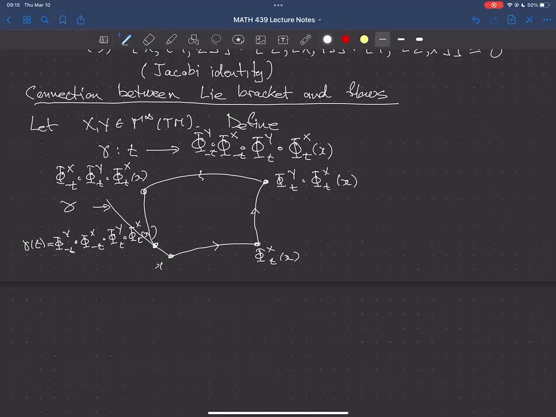Okay, so what we're interested in is what is that tangent vector? What I told you, and you can verify this directly with simple examples, is that when you do this, you don't end up at the same point. And so then the question is, what direction do you go for small t?